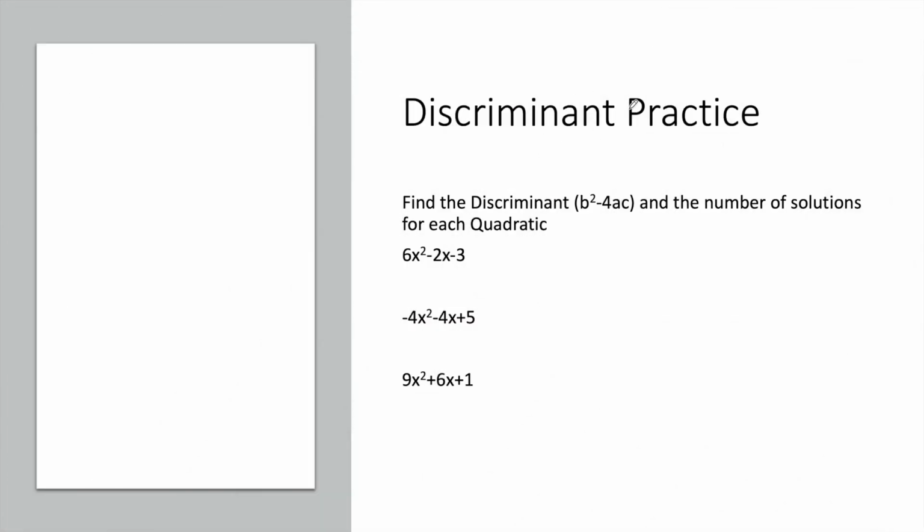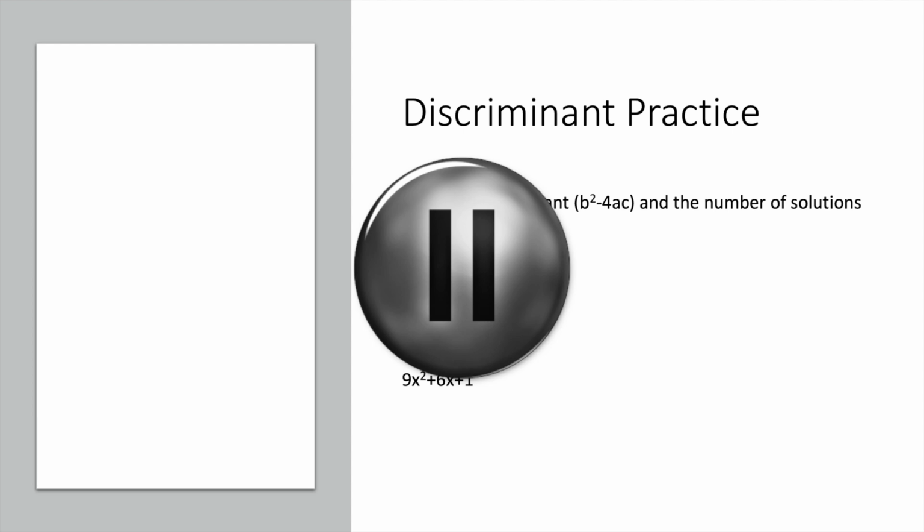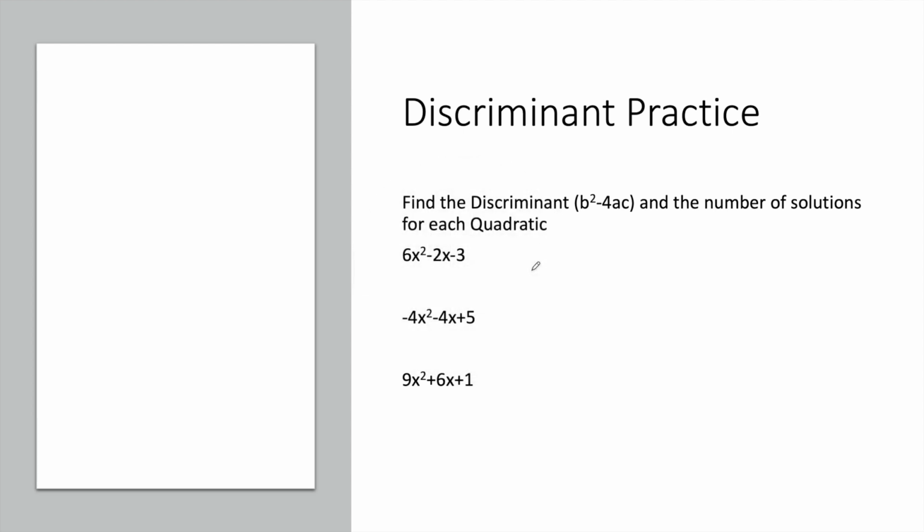Okay, let's practice using the discriminant. For these 3 equations, I want you to find the discriminant and the number of solutions. Feel free to pause, work it out, and resume when you have your answers. So we know the equation for the discriminant is b squared minus 4ac. In this equation, -2 would be b, 6 would be a, -3 would be c. Writing this out, we have (-2) squared minus 4 times 6 times -3.